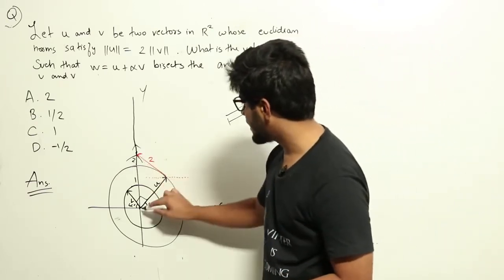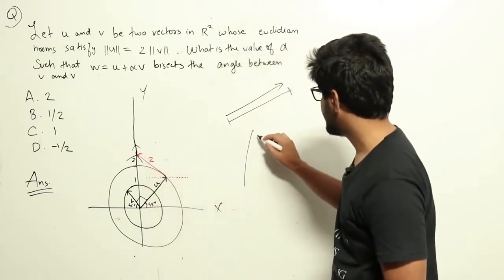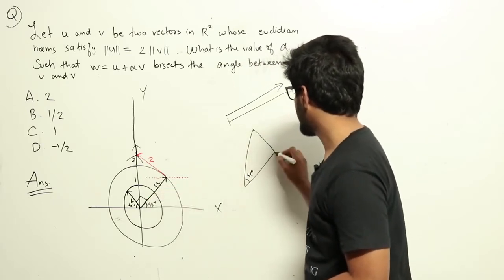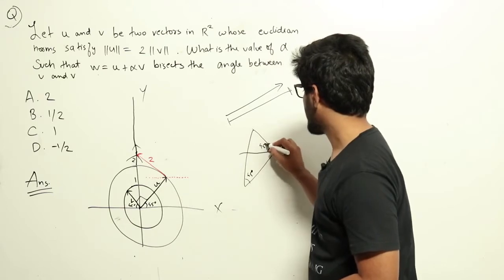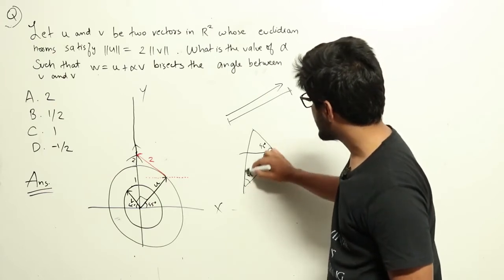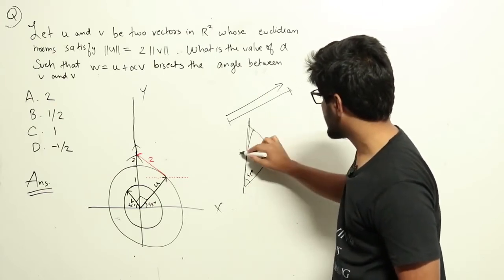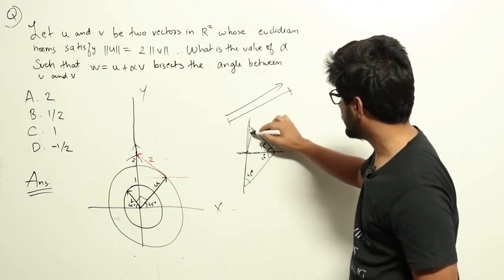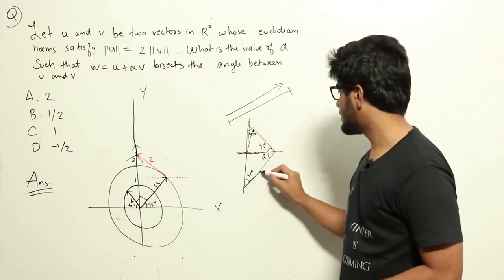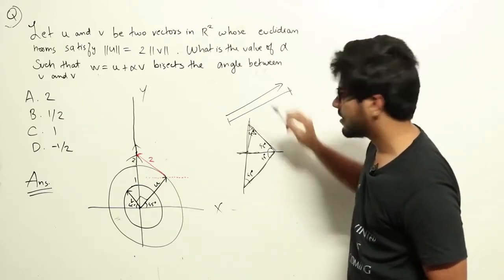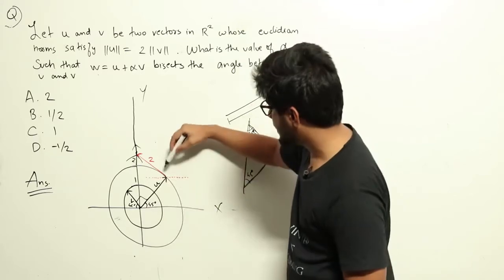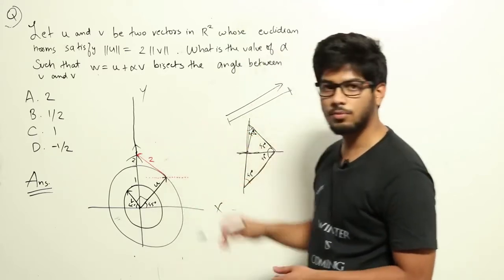Now if you take a look here, this is a triangle such that this angle is 45 degrees, this angle is also 45 degrees, this angle is also 45 degrees. So this will be an isosceles triangle. Whatever the length is here, that will be the same length here. If that's the case, you had a norm of 2, meaning this vector which I have drawn in red will also have a norm of 2.